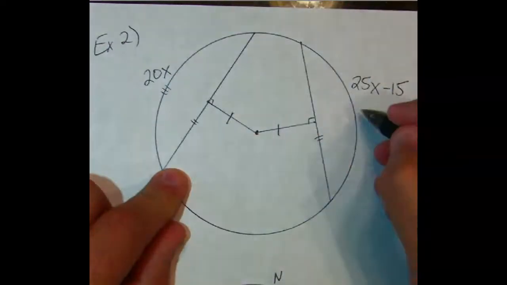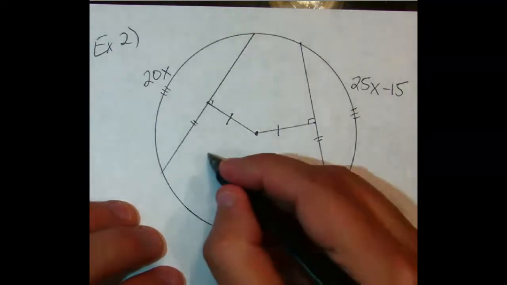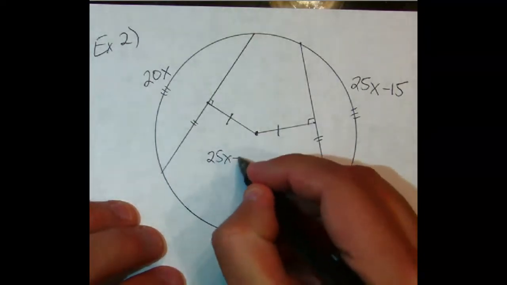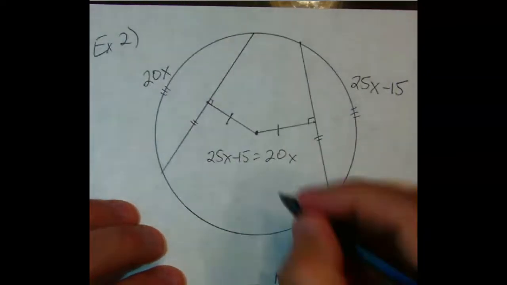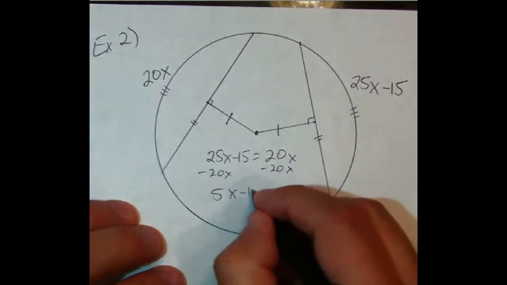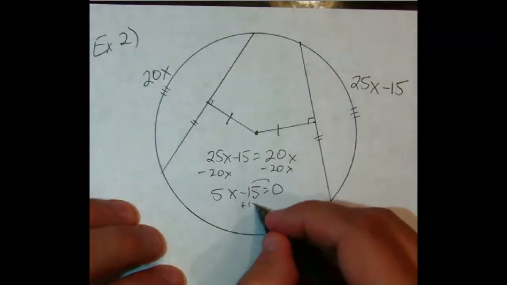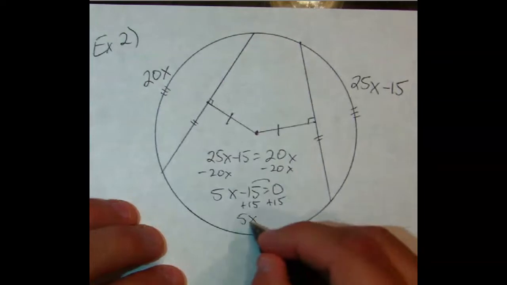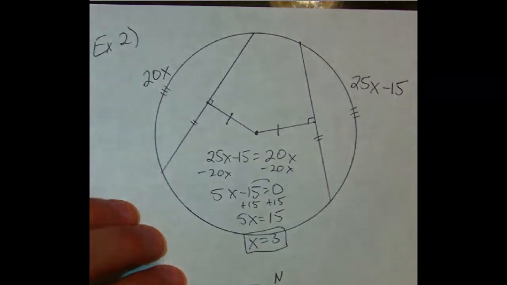So 20x is equal to 25x minus 15. Let's solve. 25x minus 15 equals 20x. I always like my larger variable on the left. Let's bring the 20x over, but notice what happens. You have nothing left over on the right side, so don't forget to put your 0 here. Bring the 15 over, add 15. 5x equals 15, so x equals 3. And that's all you have to do in order to solve number 2.